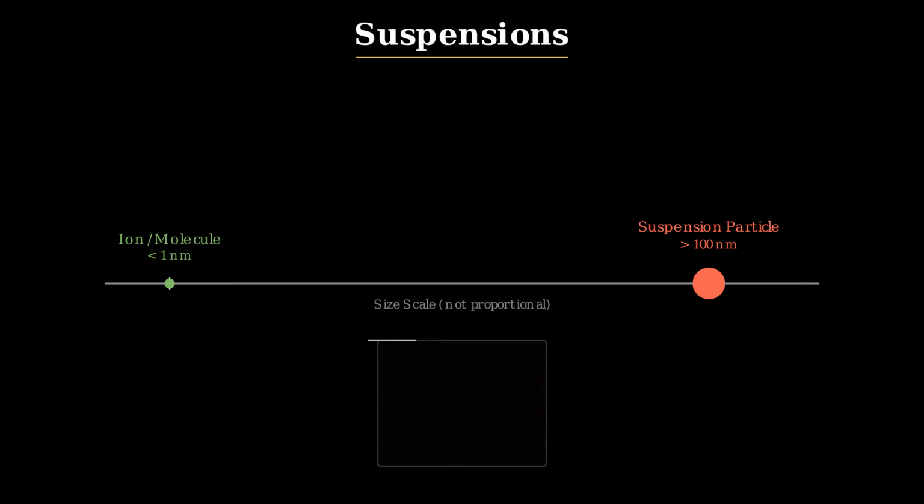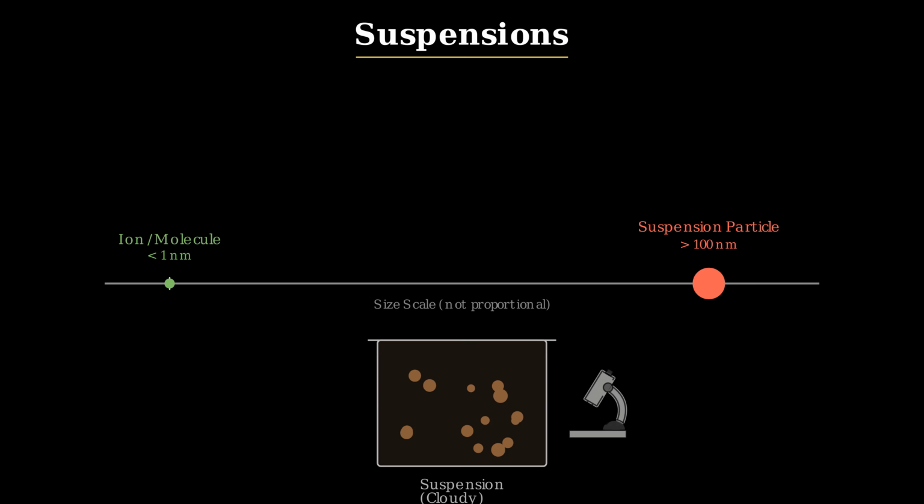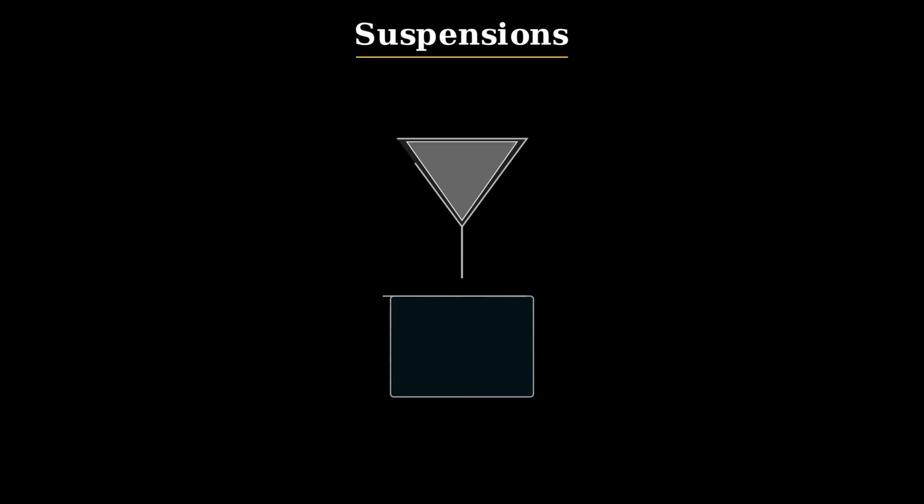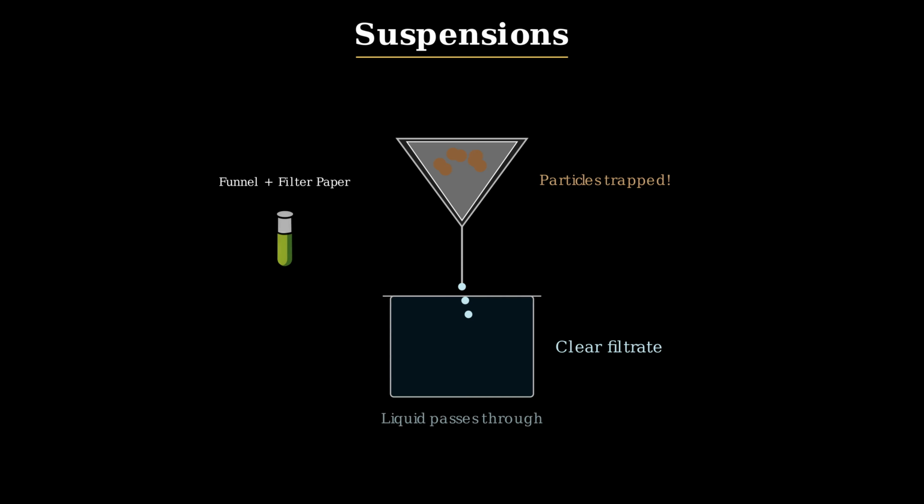A suspension is a heterogeneous mixture made of tiny particles suspended in a liquid. Unlike solutions, particles in suspensions are much larger, bigger than 100 nanometers. Because particles are visible to the naked eye, suspensions look cloudy or turbid. Over time, these particles settle to the bottom because they are heavier than the liquid. Suspensions can also be separated by filtration. The filter paper traps the large particles while the liquid passes through.